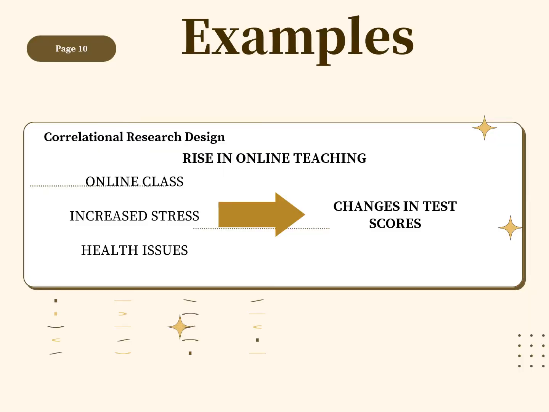For example, you could use a correlational design to find out if the rise in online teaching in the past year correlates with any change in test scores. With these designs, it's hard to draw conclusions about cause and effect because other factors may influence the results. For example, the change in test scores might not be caused by classes being taught online, but by other variables such as increased stress and health issues among students and teachers.